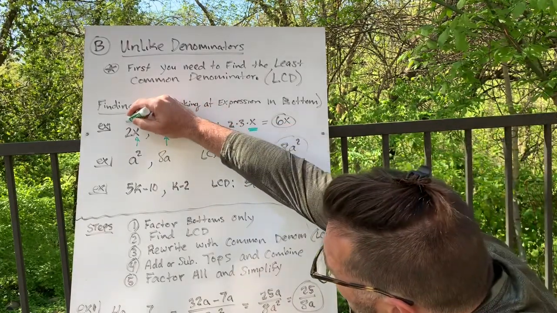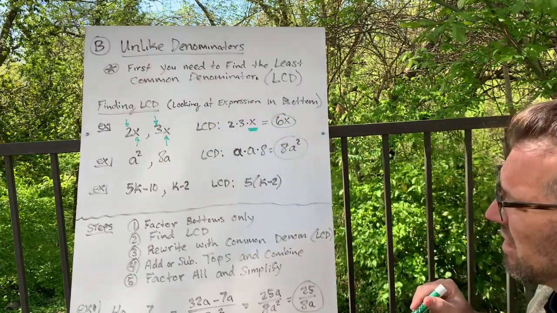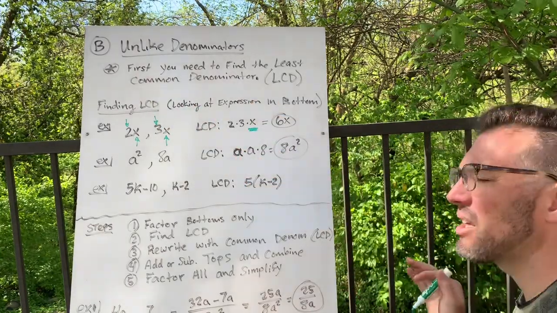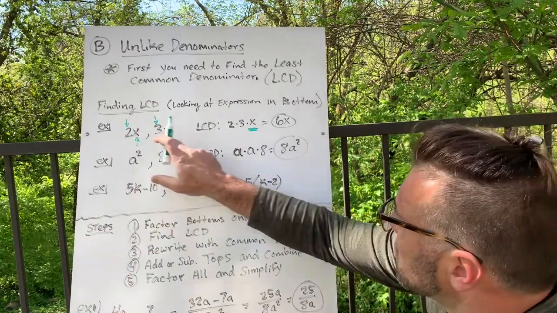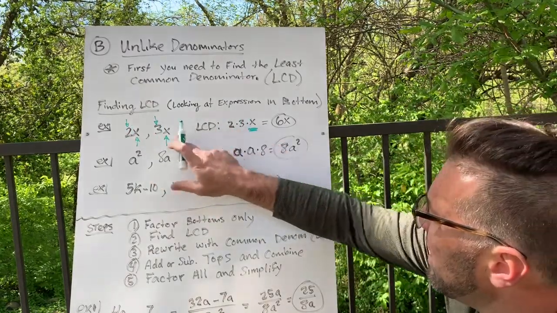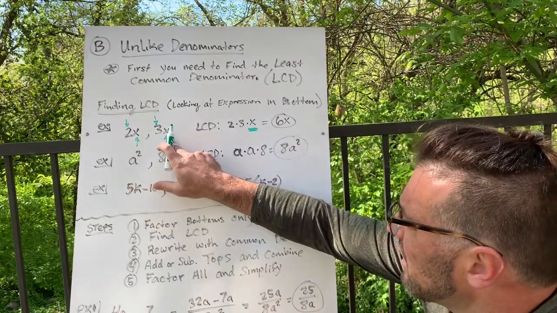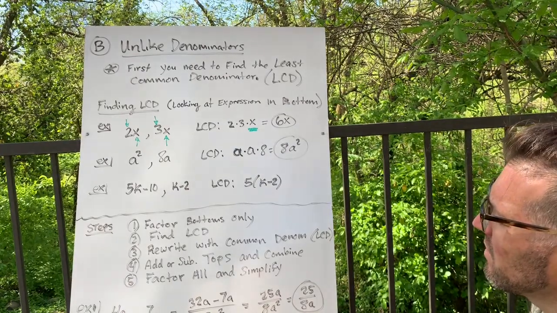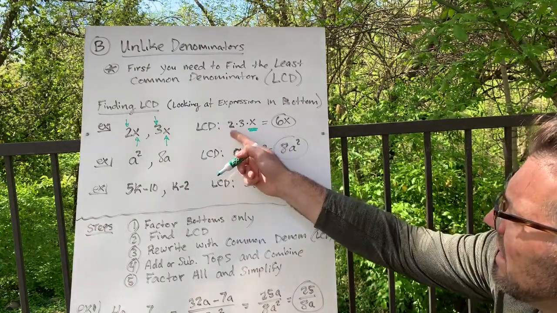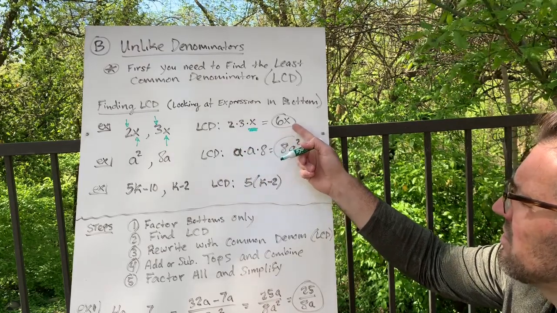Next, this one has a factor of 2. This one has a factor of 3. So our LCD is a combination of all of the factors involved. And so it's 2 times 3 times x. The x was in each one, so we didn't need 2 x's there. I hope you know what I'm saying. So our LCD is 2 times 3 times x. 2 times 3 is 6. So 6x is our LCD.